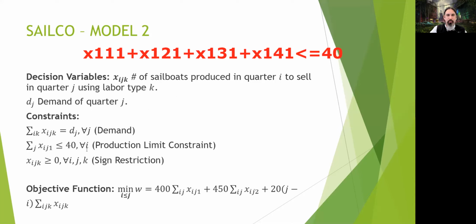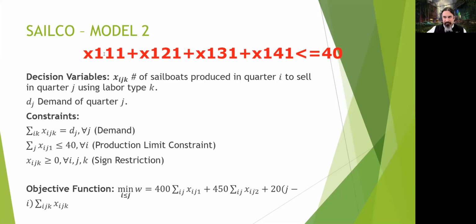Now, this is for i is equal to 1. It says take the summation for production period 1, the demand is for 1, and the labor type is 1. Production 1, demand is for the second period, and production type 1. The production time is 1, the demand is for the third period, and the production type is 1. The production time is 1, the demand is for the fourth period, and the production type is 1. This total cannot be greater than 40. Why? Because we are talking about producing stuff in the first quarter. That's just for the first quarter.